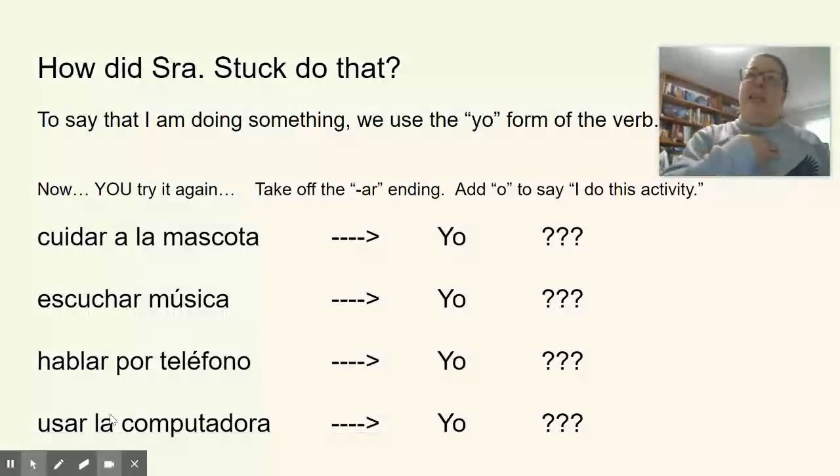So again, to say that I am doing something, we use the yo form of the verb. Now you try it. Take off the AR ending, add O to say I do this activity. Cuidar la mascota. Yo... Escuchar la música. Yo... Hablar por teléfono. Yo... Usar la computadora. Yo... Pause, give yourself time to write, give yourself time to speak, and then go on to the next slide to check your answer. Again, I know you could just go on to the next slide and see the answer, but I want you to think for yourself. Okay? Go for it.